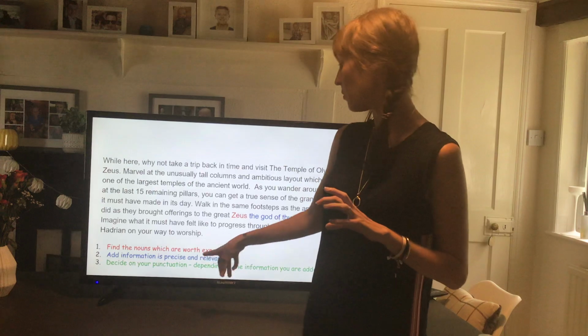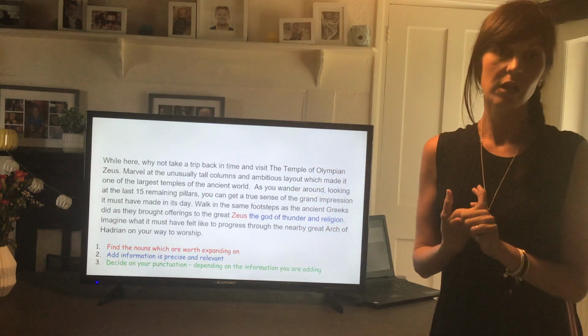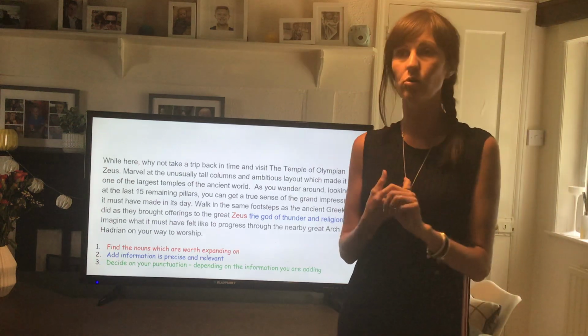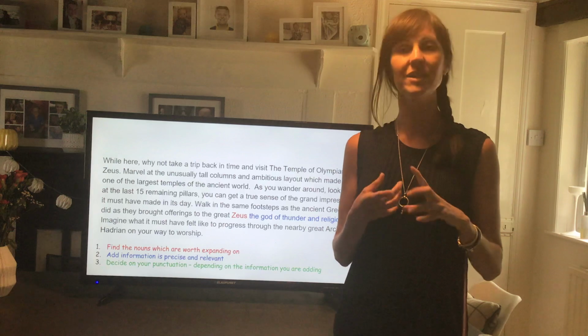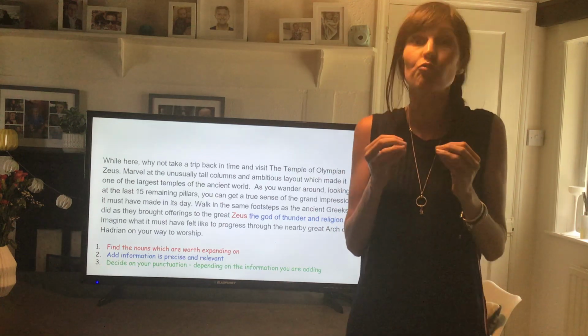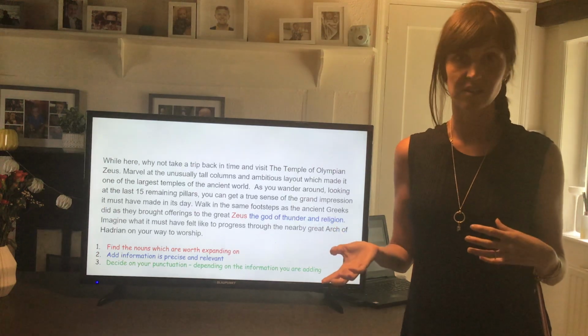Now I need to decide on that punctuation. Right, so the three types of punctuation I can use are commas, the obvious one that we often put our clauses in. Brackets are the other one. Brackets tend to be used when it's technical information given or something really concise, so something quite short. Or you can use dashes.